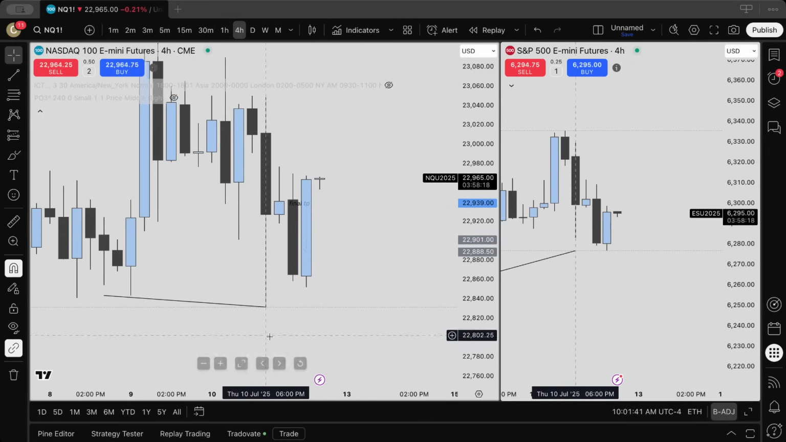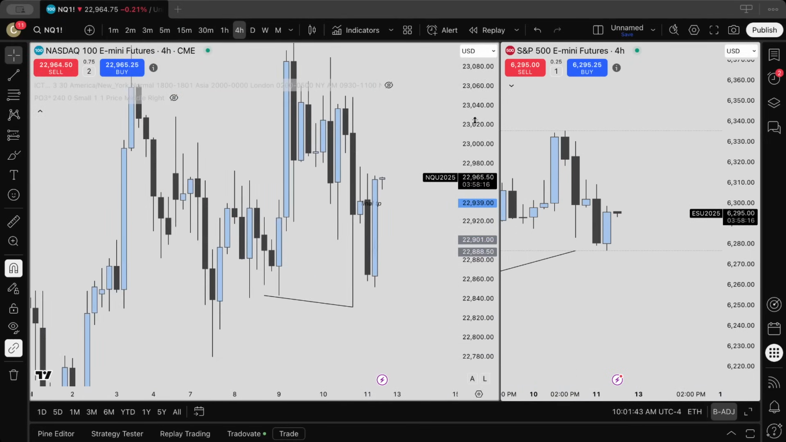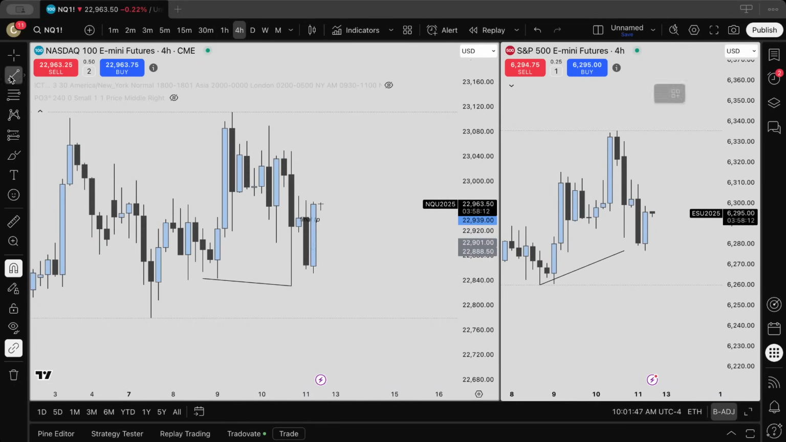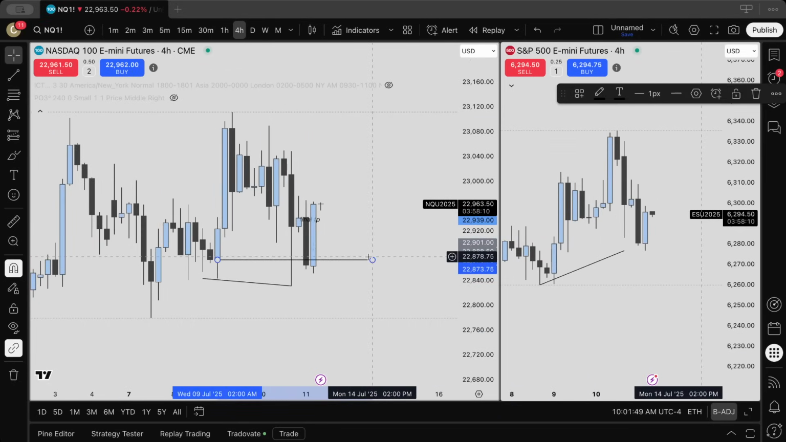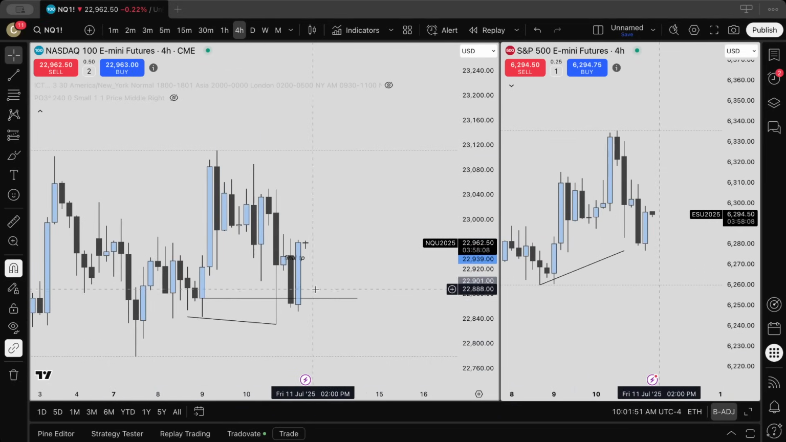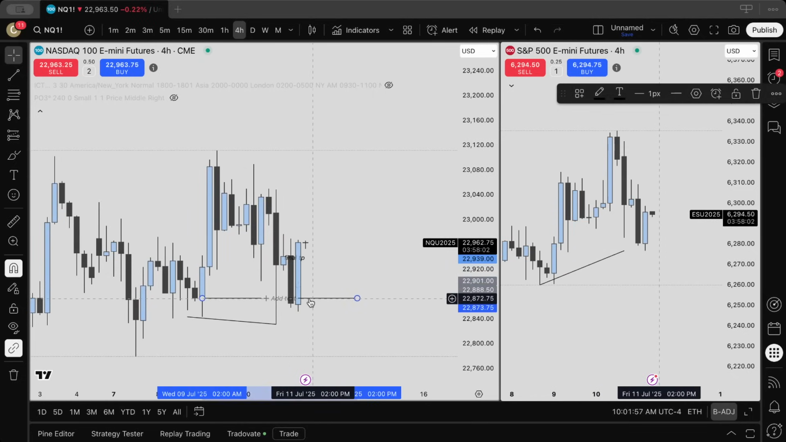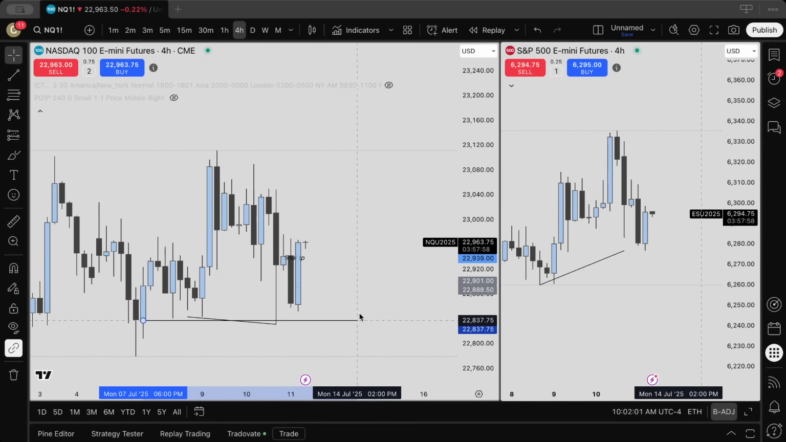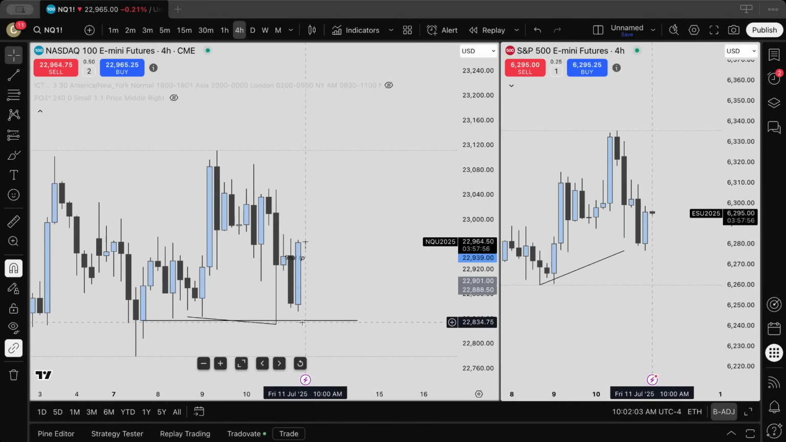obviously we still have that SMT, but we also have this nice little rejection block right here that price tapped into. As you can see, we have this rejection block, and we also have this rejection block as well. I don't think price tapped into it. Oh, price did tap into it right there.